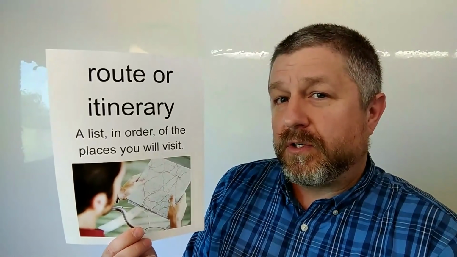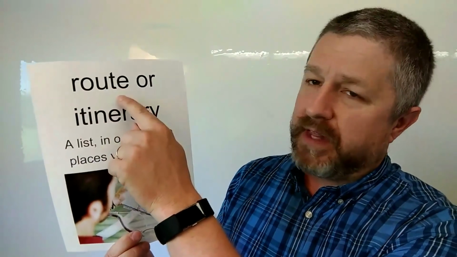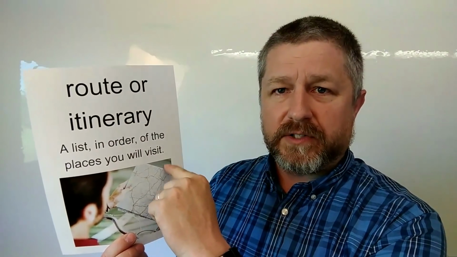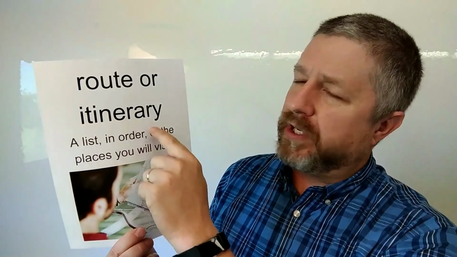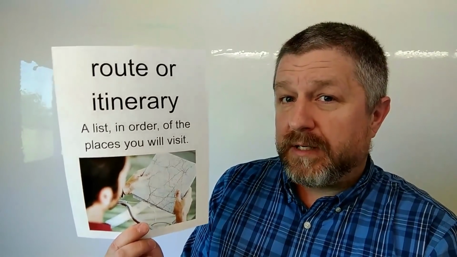So sometimes you're going on a trip and you're going to visit multiple cities. So let's say I was going on a trip and I was going to go to Paris, and then I was going to go to Amsterdam, and then I was going to go to London. So the route that I would take would be Paris, Amsterdam, London. And the itinerary would list the things that I am doing while I am visiting those cities. So this is kind of the plan, the written plan for what you are doing on your trip.